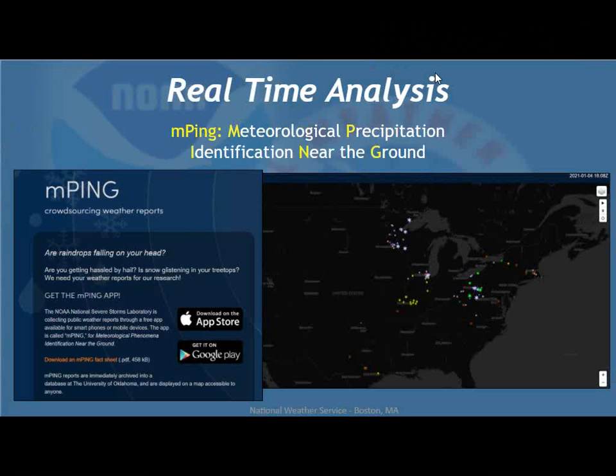So, mPING is a great product, and it's really easy to use. You don't even have to take a snow or rain measurement. All you have to do is look out the window and report to us what precipitation type you are seeing. This is really important in mixed precipitation events, because it helps verify our forecast and fine-tune it.